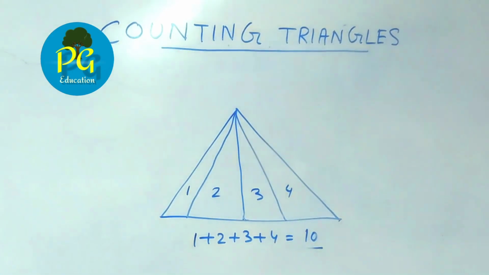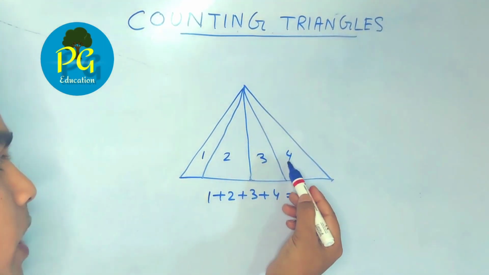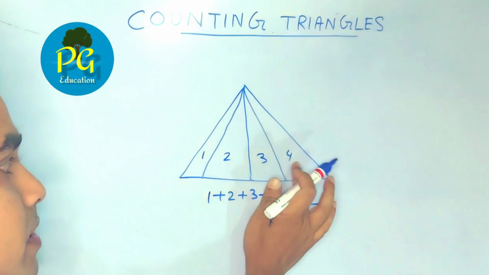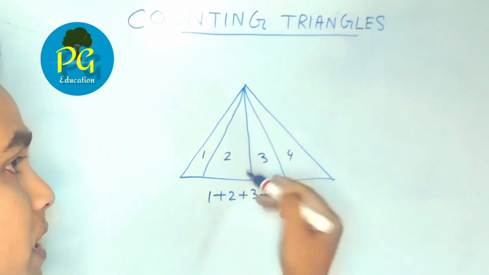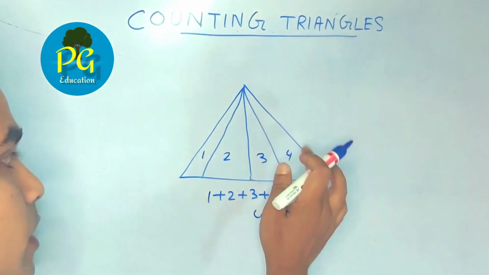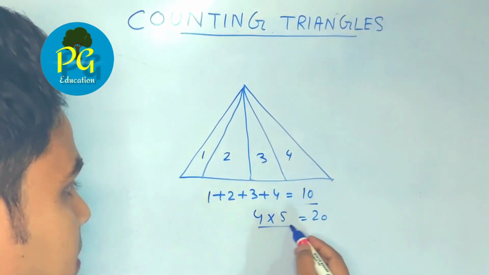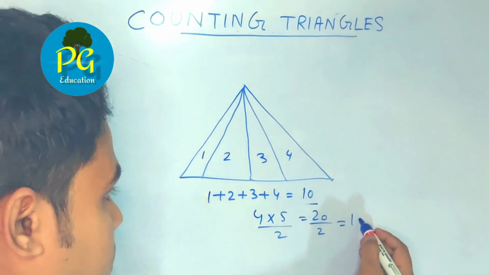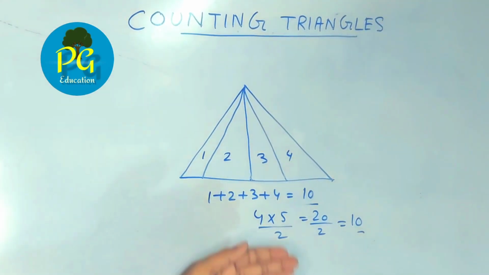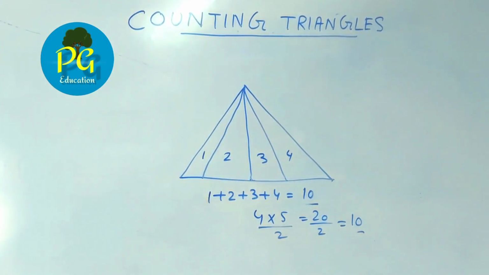It's a very easy trick, isn't it? You can also find the number of triangles this way. Add 1 with the last digit, that means 4 plus 1, 5, then 4 into 5 equals 20. Now divide this number by 2. So 10. This is another way to find out how many triangles are there, isn't it? It is very much interesting, guys.